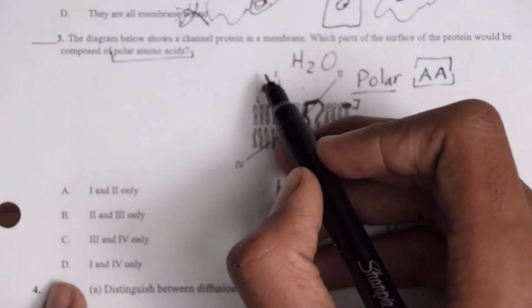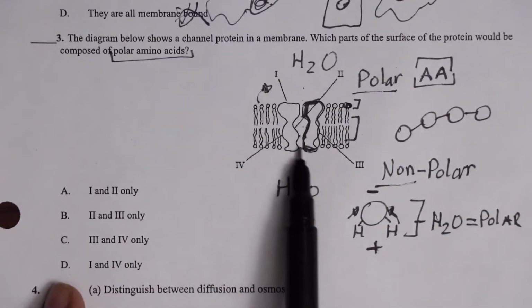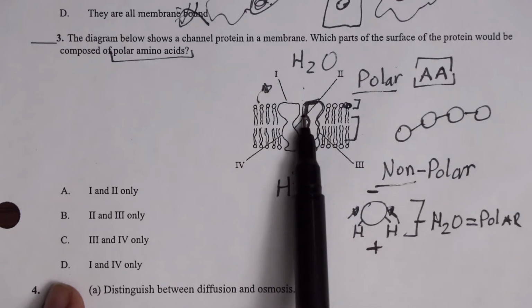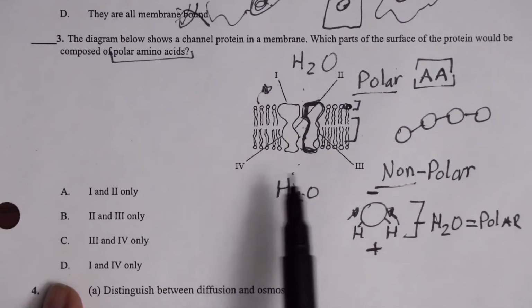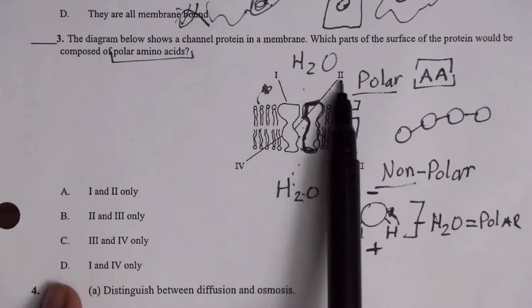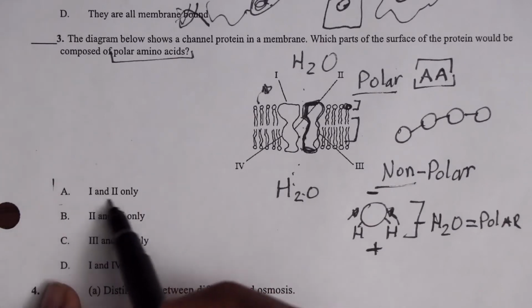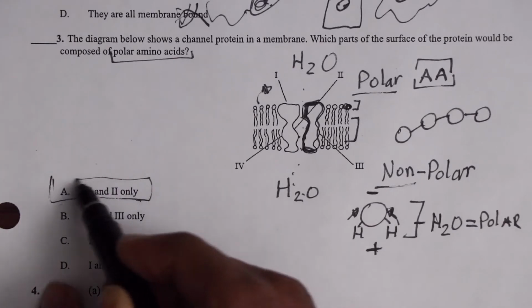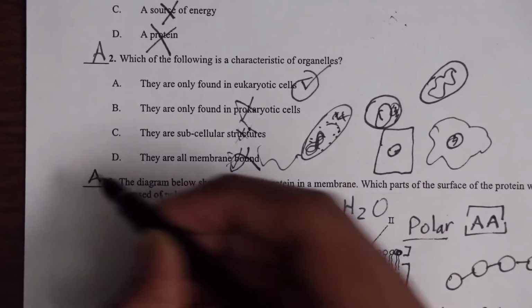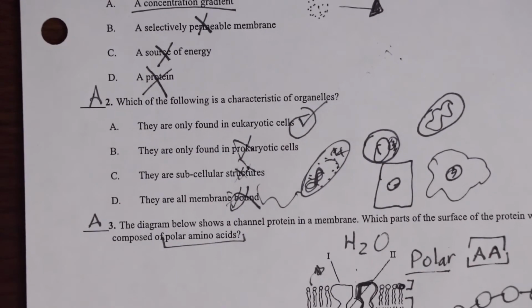So if we look at it, 1 is touching water. 2 is also touching water. 4 and 3 is not because it's on the inside where there is no water. So 1 and 2 has to be polar, which is A. If I can circle it, there you go. A. Look. A. That's the grade that you'll be getting.